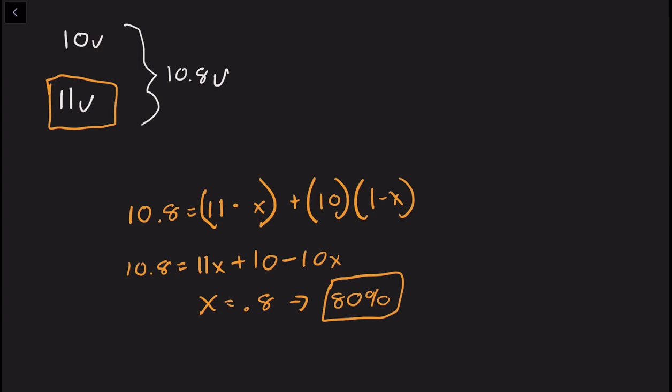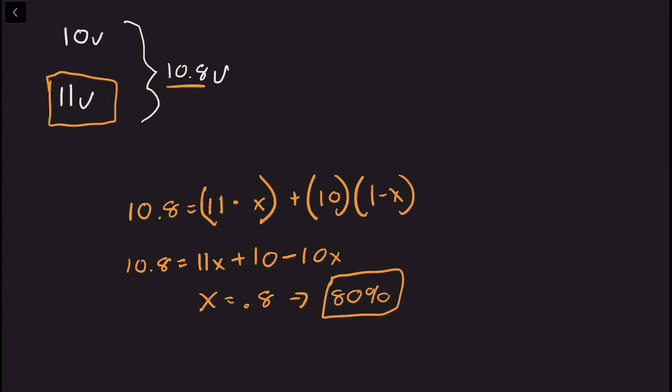Now, how can we have a rough check to see if we're correct? Well, if you remember, whatever the weighted average atomic mass is going to be closest to the one that's most abundant. Since we're at 10.8, we know that there's going to be more of isotope 11 than isotope 10. So that means that our percentage that we get as our answer should be more than 50%. We ended up getting 80%, so that's a good sign.